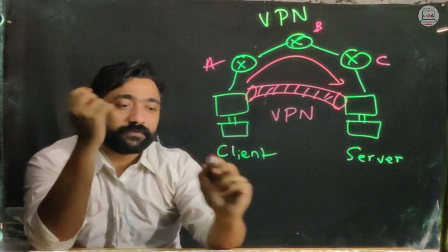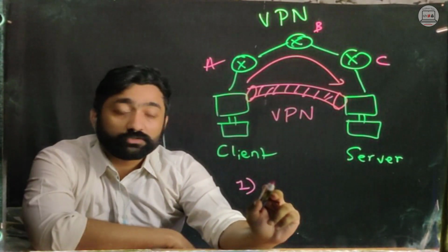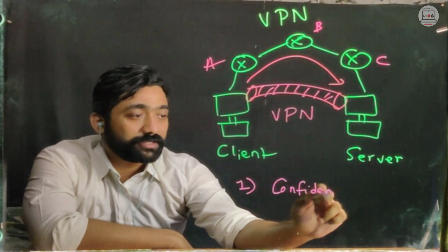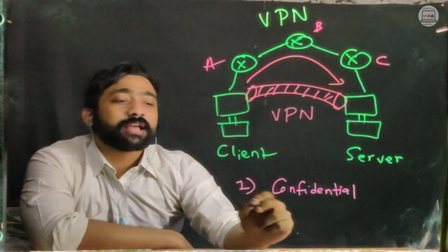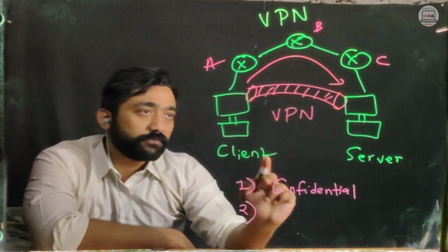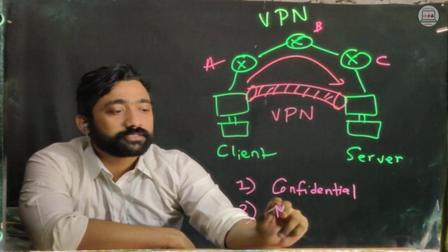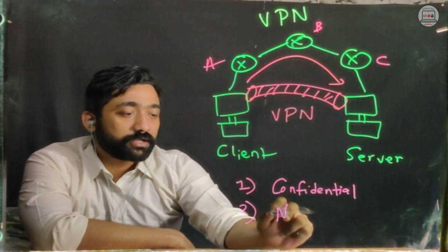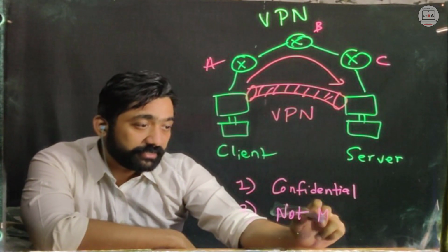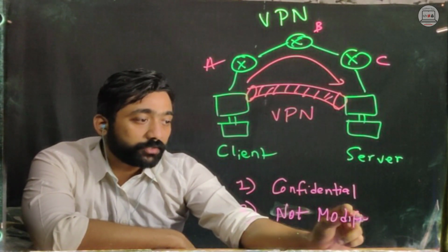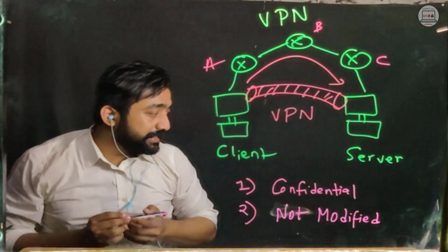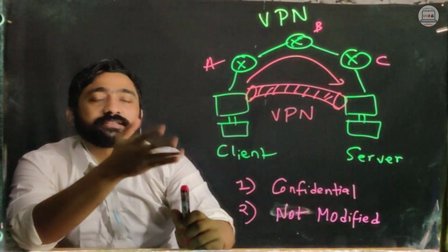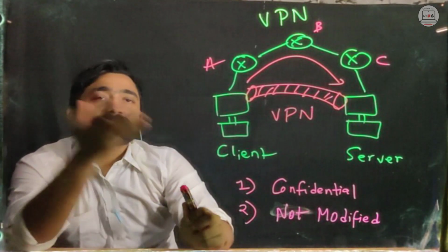Two main objectives of a VPN are, first of all, we would like to make sure that our data remains confidential. That is, no one other than the client and the server should have access to the data. And secondly, we would like to make sure that our data is not modified, so that even if an attacker somehow comes to know what exactly is present inside the data, they may not be in a position to modify it. So these are the two main objectives that one should follow, and for this to happen, we need what we call a VPN.